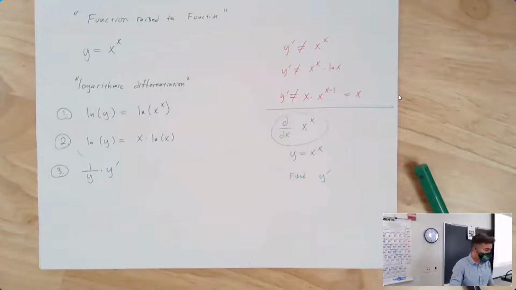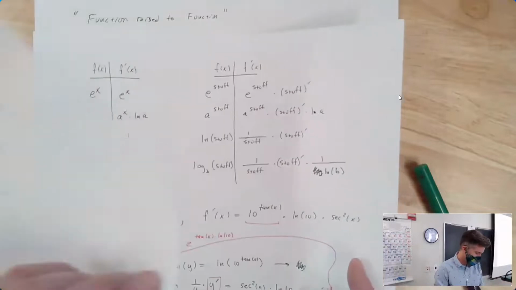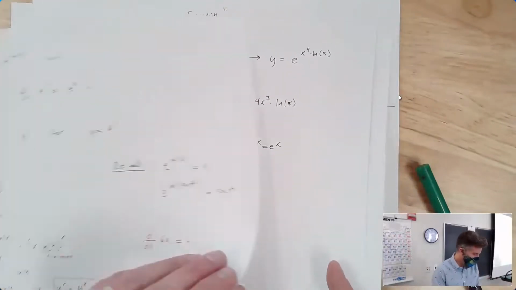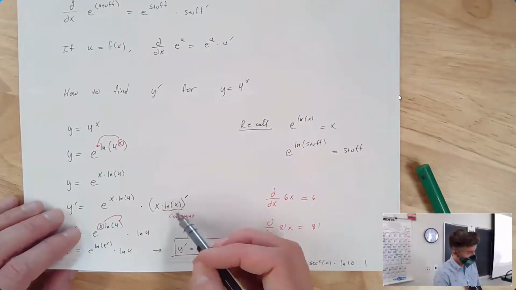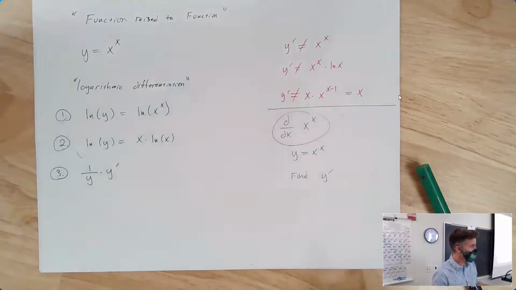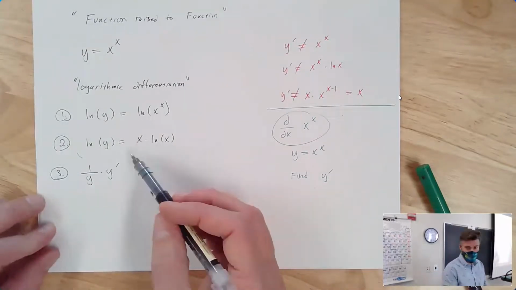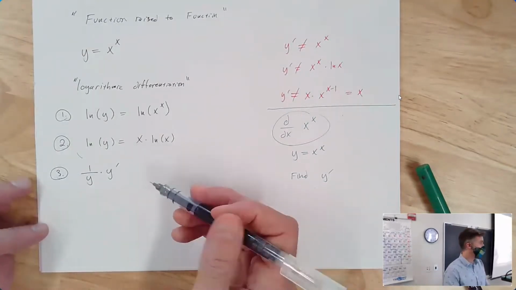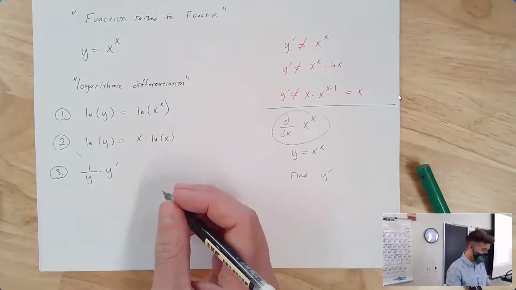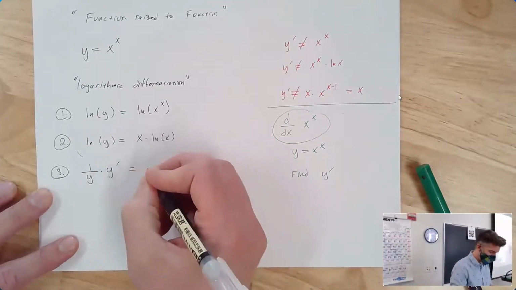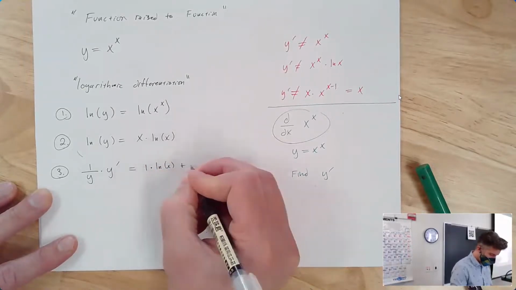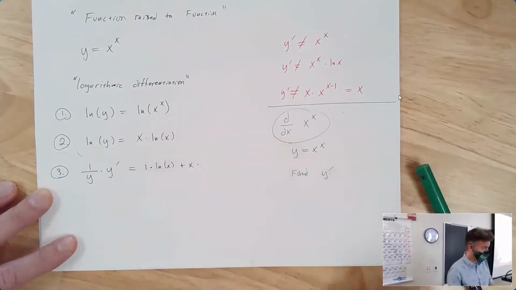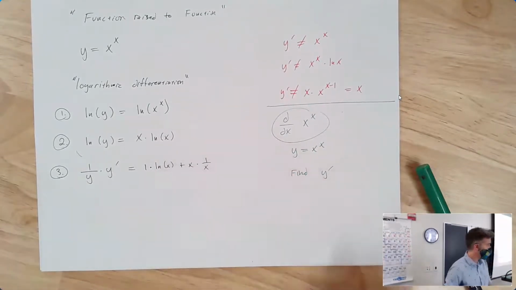And unlike our previous examples, where we were differentiating something like x times natural log of 4, and the natural log of 4 was a constant, that's not the case anymore. Now we're differentiating x times natural log of x, where we definitely do have to use the product rule. So the derivative on the right-hand side is the derivative of x, which is 1, times the natural log of x, plus x times the derivative of the natural log of x, which is 1 over x.